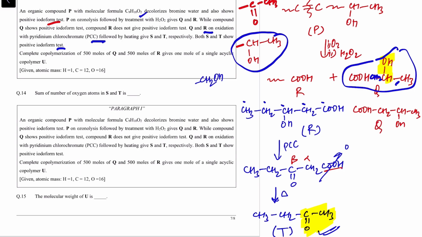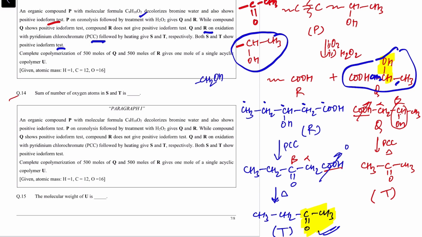Now, when this is oxidized with PCC followed by heating, you understand first this group will be oxidized to keto and then it will be carboxylic, alpha and beta. Upon heating, the carboxylic will disappear. So this will be CH3, C double bond O and then CH3. So this will be the correct structure of T. All right. Yes, T will also give iodoform test because it has methyl ketone linkage.